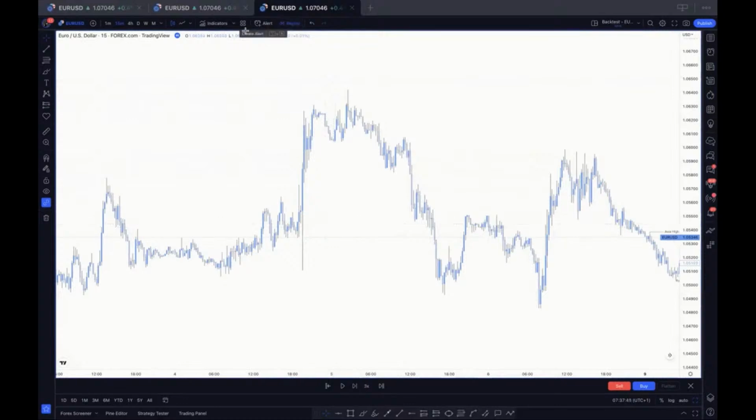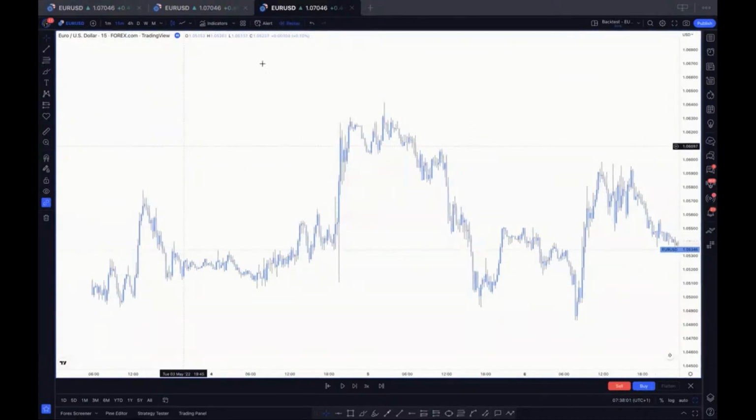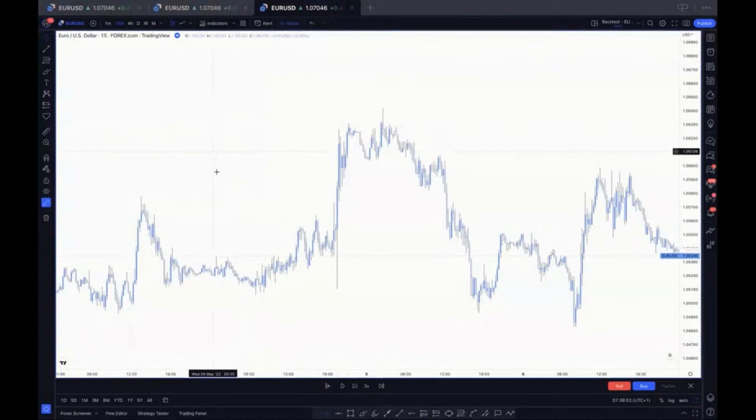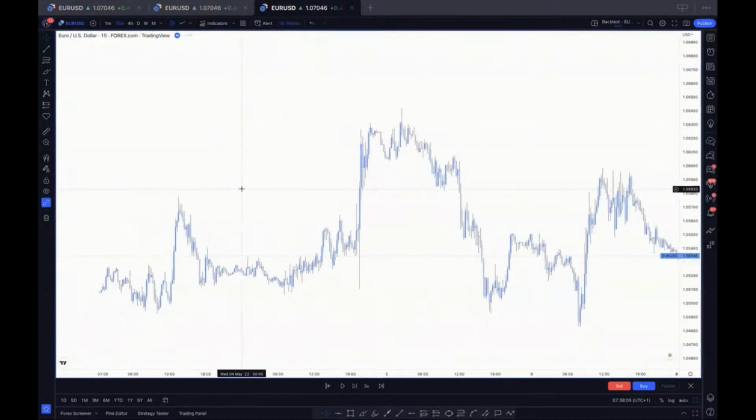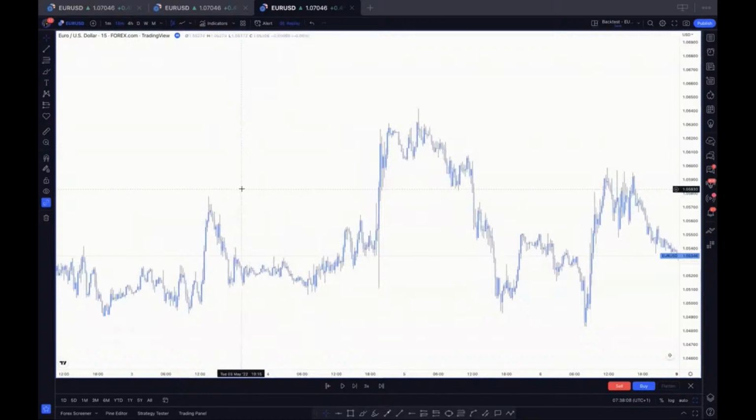The free version, I think, doesn't allow you to replay bars on lower time frames like the 15 minutes, which is what I'm on. I think it only allows you to do that on the daily and weekly. But I'm going to show you how to use bar replay to test your market structure, and also how to do the same thing if the TradingView you're using is not a paid version.